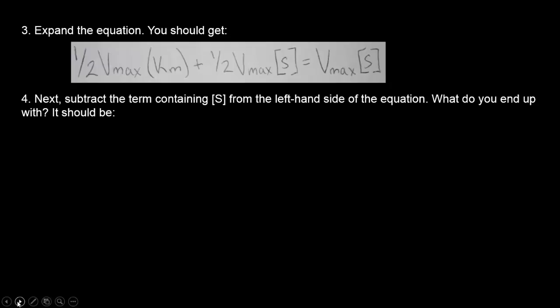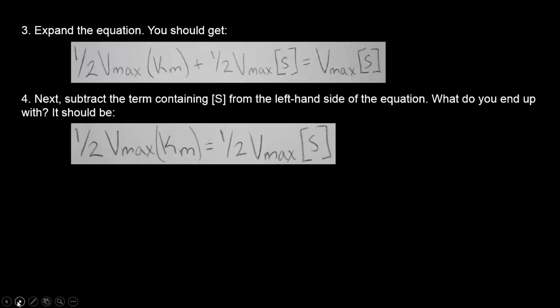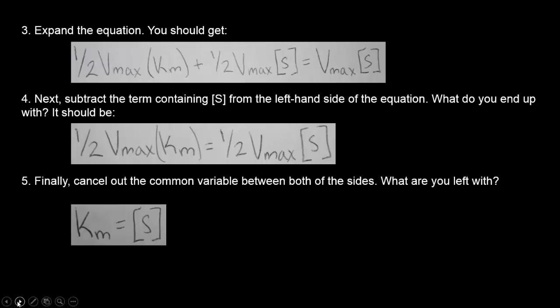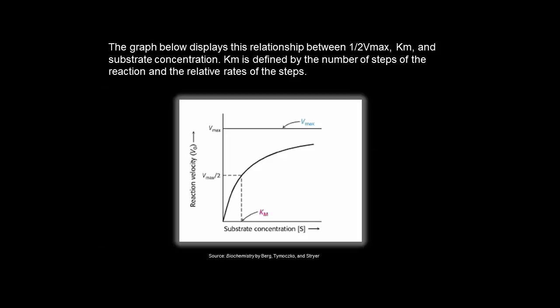What do you end up with? It should be 1/2 Vmax times Km equals 1/2 Vmax times the substrate concentration. The final step is to cancel out the common variables between both of the sides of the equation. What are you left with? You should be left with Km equals the substrate concentration. You have now proven that at 1/2 Vmax equals V0, Km equals the substrate concentration.